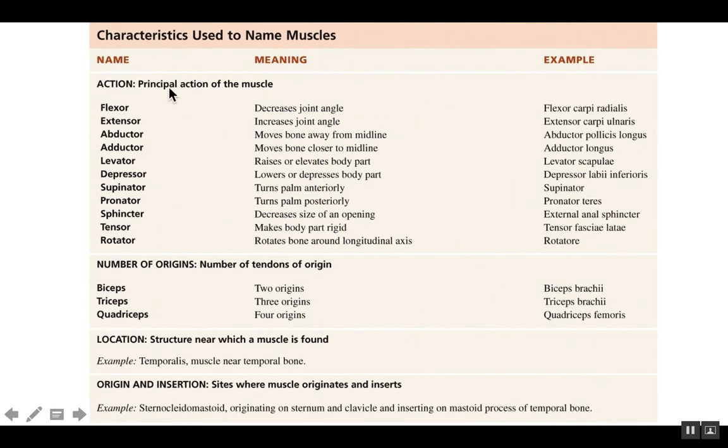We also have action terms. So these terms are used to describe the specific action the muscle might do. So for example, we've got muscles in our forearm that flex your wrist. So we call them flexor carpi muscles. One of them runs along your radius, so we call it the flexor carpi radialis. There's another one that runs along your ulna, so we call it the flexor carpi ulnaris.